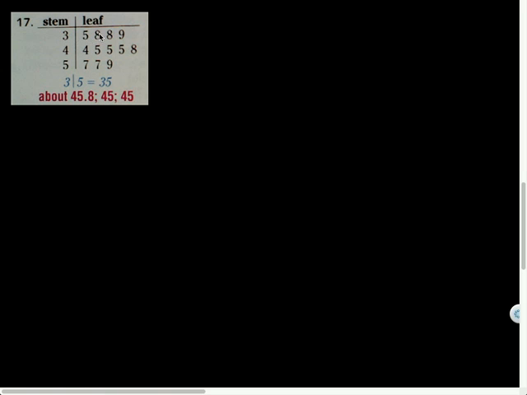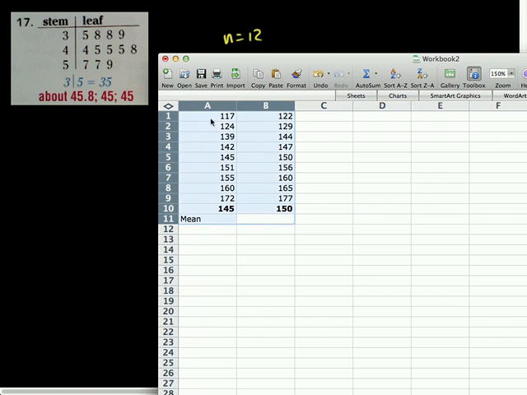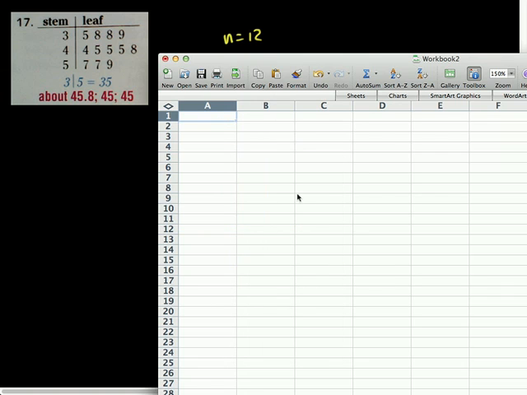So I've got 1, 2, 3, 4, 5, 6, 7, 8, 9, 10, 11, 12 numbers, an even number of them. So n equals 12. I'm going to have to add them all up and divide by how many there are. Let's see if we do the old Excel trick again. Bam, there we go. So 3,5 means 35, then 3,8 means 38, and I've got 2 of those, 39. Then I've got 44, 45, 45, 45, 48, and 57, 57, 58. So here's my list.